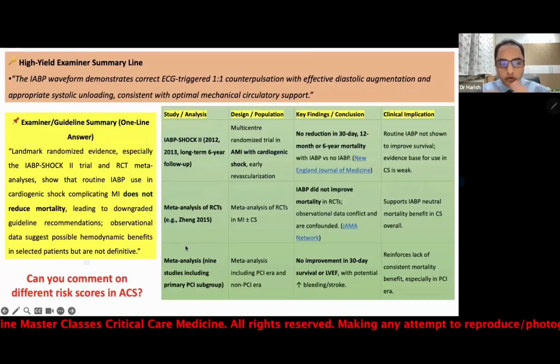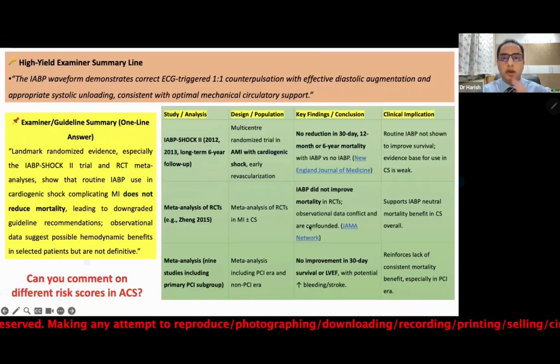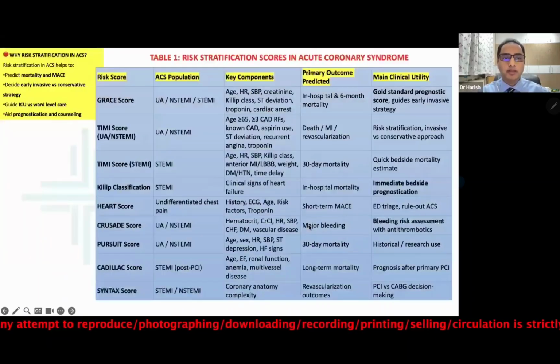Next question: can you comment on prognostic markers and risk stratification in acute coronary syndrome? At least you need to remember 2 or 3 of these: GRACE, TIMI, KILLIP, and CRUSADE, but there are many others. You can just go through it.